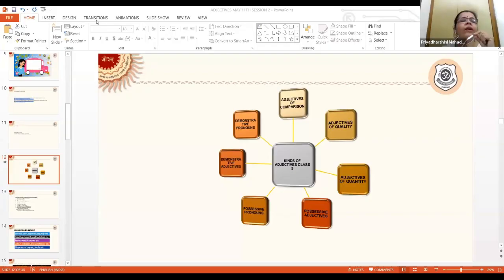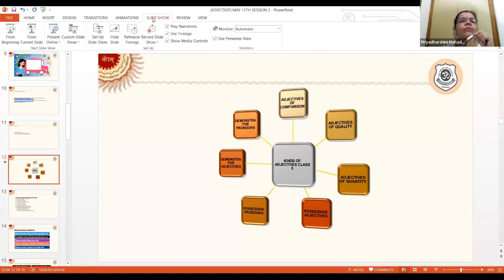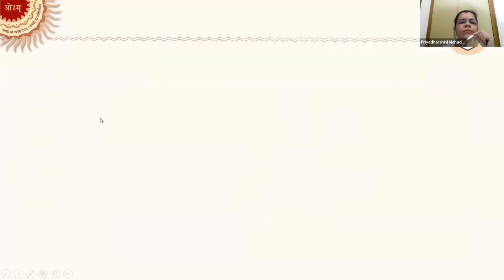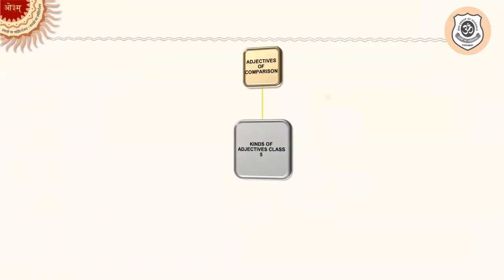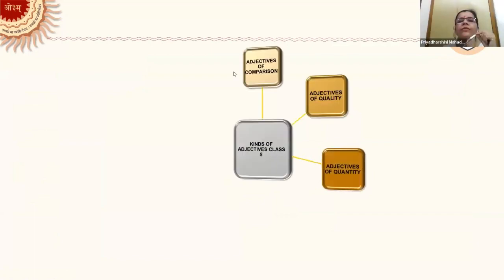Able to share the screen. Manjula ma'am, can you see the screen? Yes, it's visible. So these are the kinds of adjectives that we discussed yesterday.